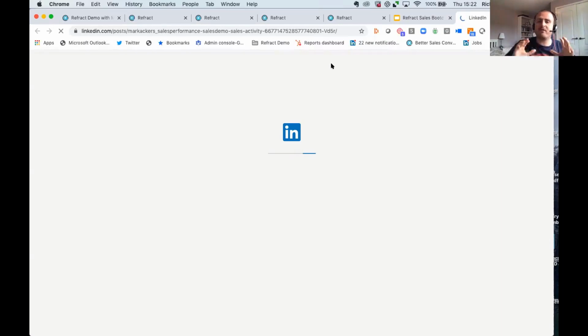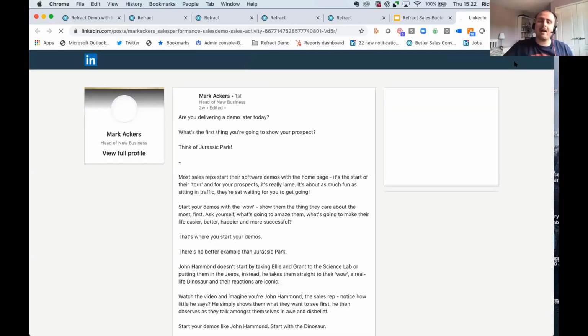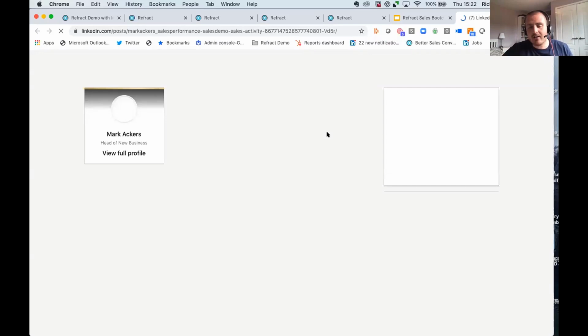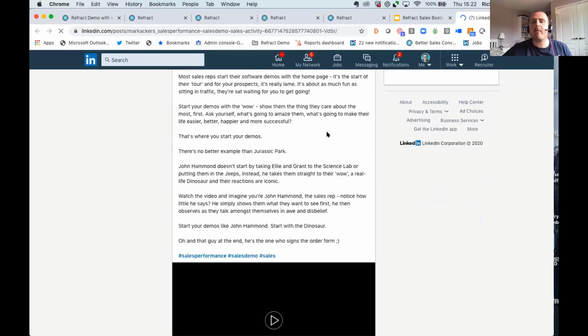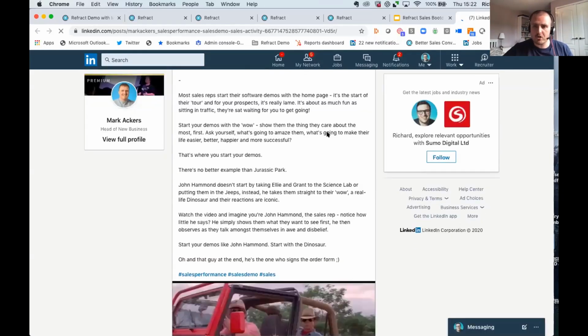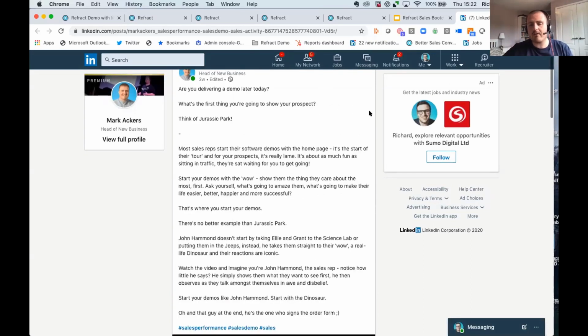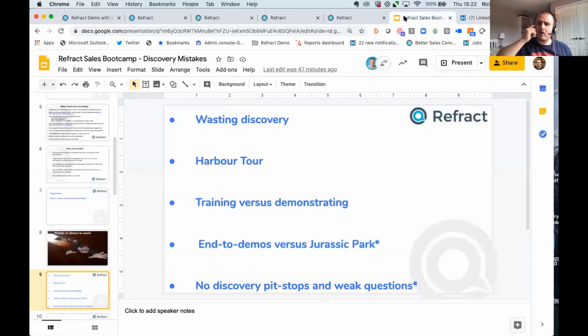Who here is guilty of doing that? Because what you're doing is you're giving a training session, and that's not what a demo is. A demo is showing you what is possible, what can be achieved. So that's that mistake there. Would you add anything onto that, Rich, before we move on to the Jurassic Park?